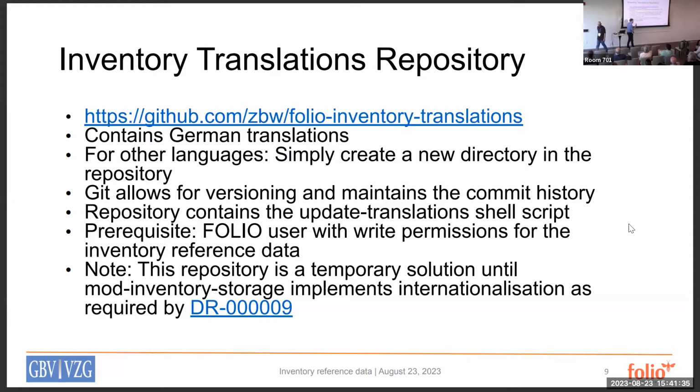Now we have our technical solution for how to make this happen. The first thing that we have is the translation repository where we put our German translations. It's designed so that it can be extended for other languages, so it can easily be adopted for French or whatever you want. And the versioning comes for free in GitHub. That's nice, and so is the commit history.